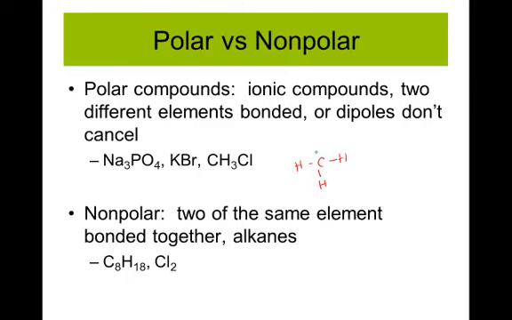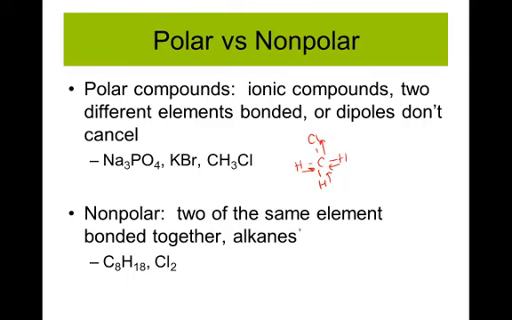CH3Cl, these dipoles wouldn't cancel. When I look at the electronegativities between C and H, carbon has a bigger electronegativity and wants the electrons more. Between C and Cl, chlorine wants them more. So these two dipoles are equal and opposite, so those would cancel, but these ones do not. So that would be an example of where the dipoles don't cancel.